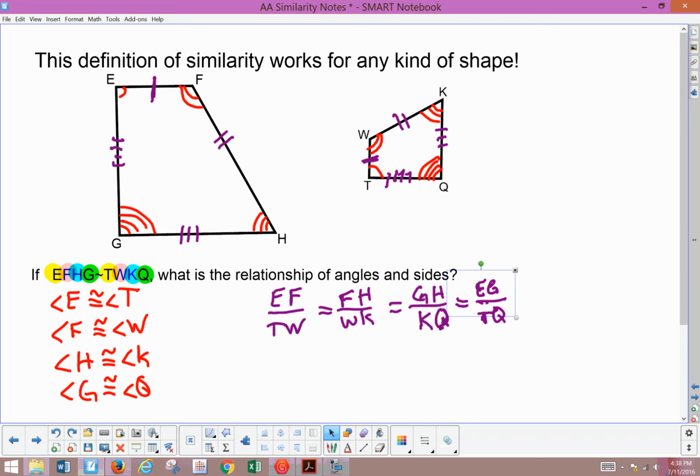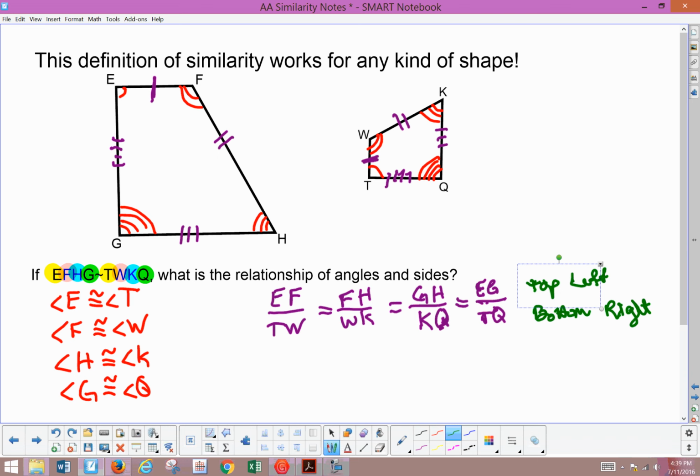Now, this is the only warning that I'm going to give you when you're doing these. Notice all of the listings of sides that I have on top came from the same figure. Let me write that a little clearer. The top was from the figure on the left. The bottom all came from the same figure, the figure on the right.